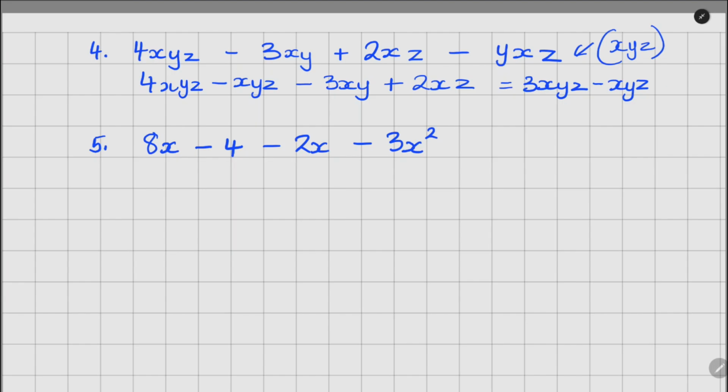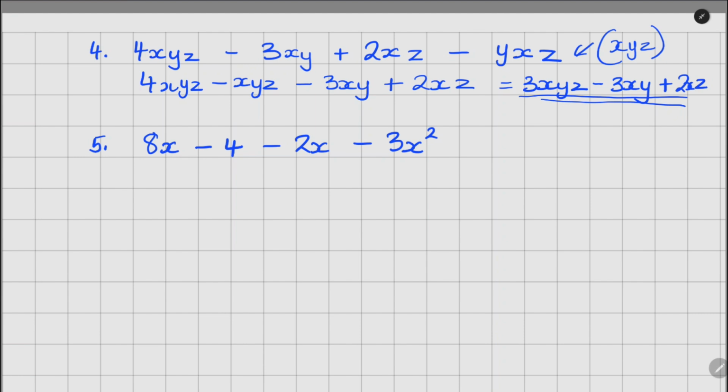We have 3xyz minus 3xy plus 2xz, and that's our final answer. We cannot simplify this expression anymore because there are no other like terms. So we're done collecting like terms and we have simplified the expression.